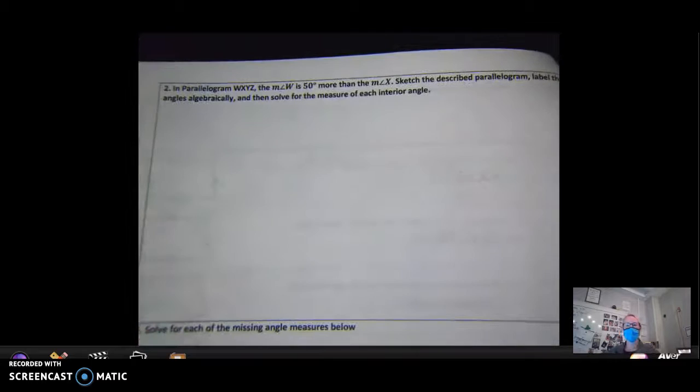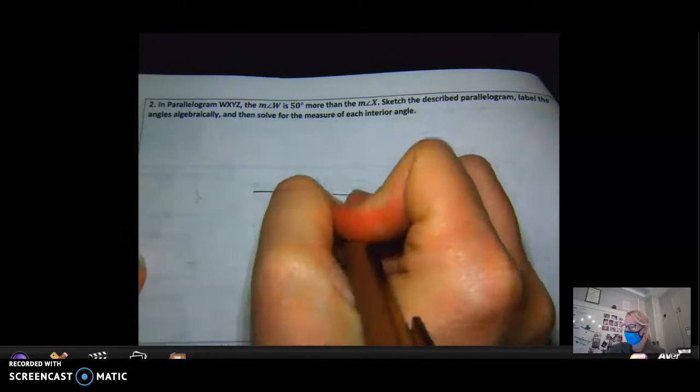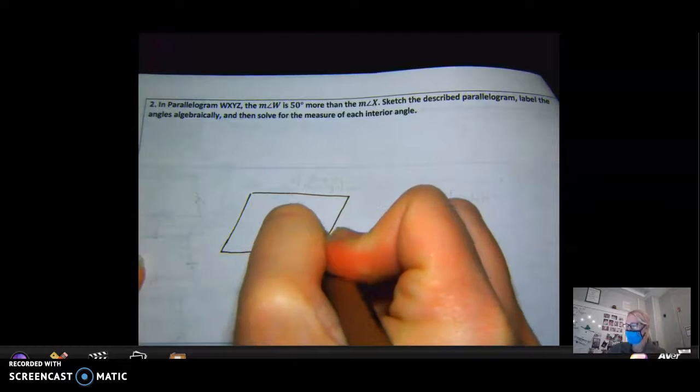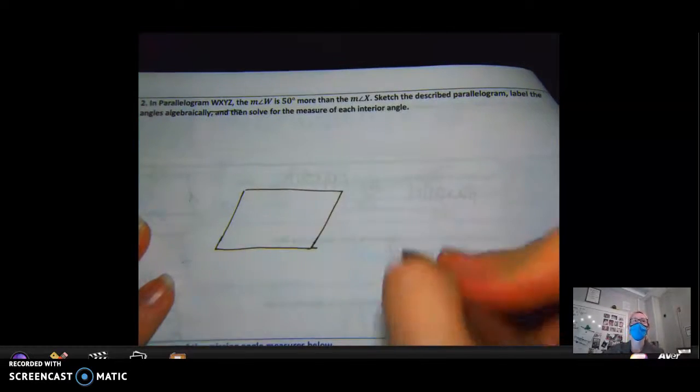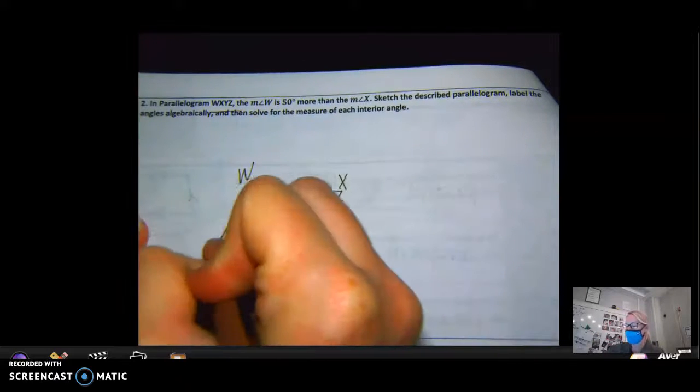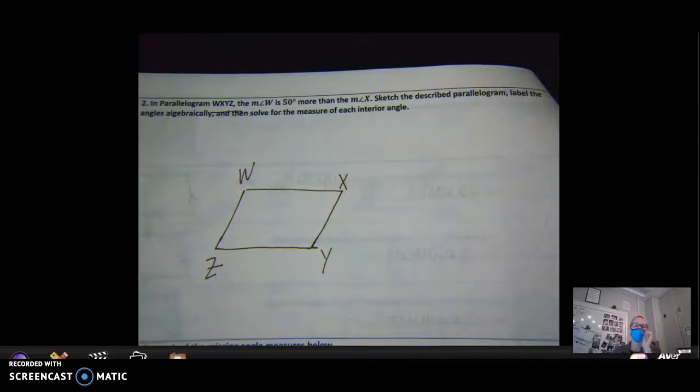Number 2, go ahead and read it and try it. You have to draw a picture on this to make it work. In parallelogram W, X, Y, Z. So first thing that we need to know, you may draw this and it may not be to scale, and that's okay. But when you draw it, you have to name it the way that they name it. So it goes around in circles. W, then X, then Y to Z. So you must name it around in that circle.